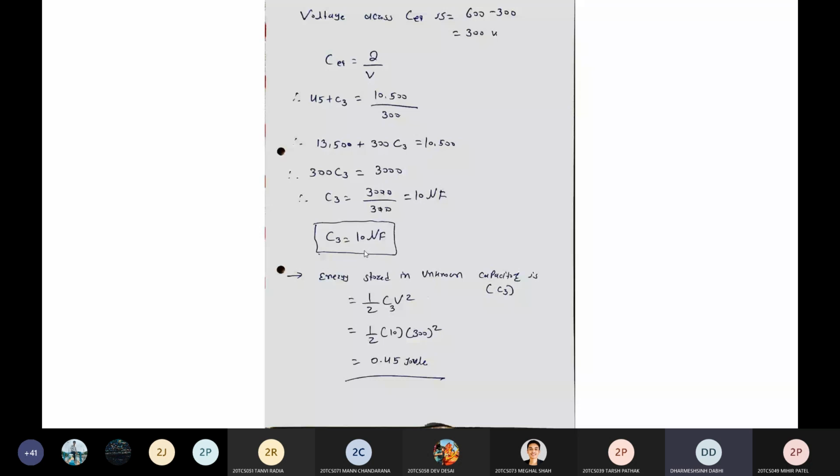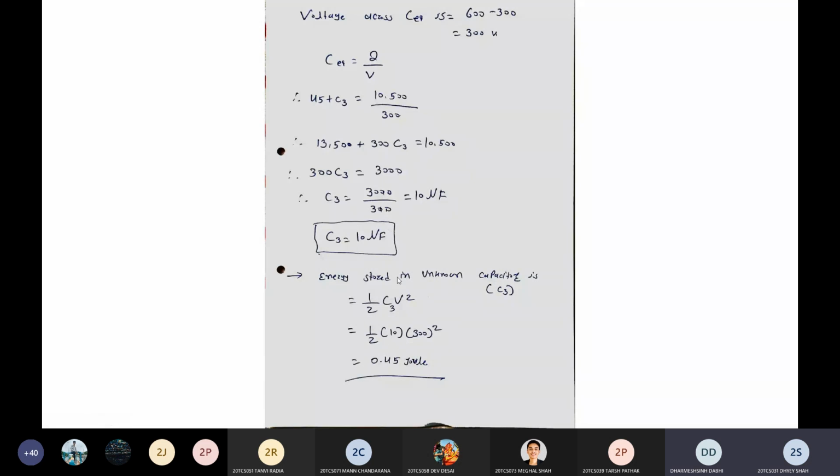Sir, I have calculated it as minus 10. So is it right? Yes, it is right. The answer is minus 10. Here it is my mistake. It is minus 10. Here it is minus 300. 300 C3 is equal to minus 300. Okay. All of you get this minus 10 microfarad?